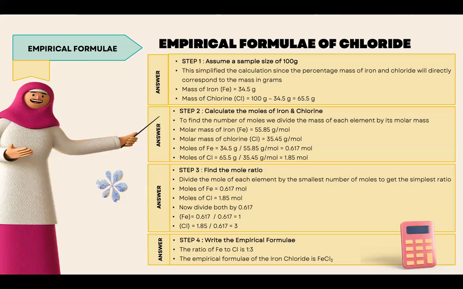And finally, step 4: write the empirical formula. So the ratio of iron to chlorine is 1 to 3. So the empirical formula of the iron chloride is FeCl3.